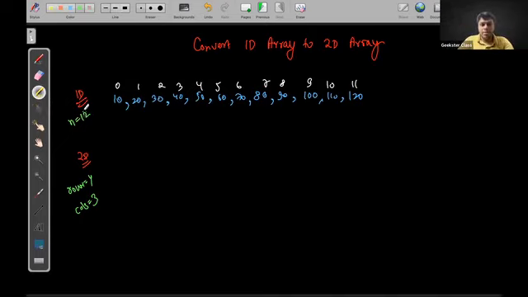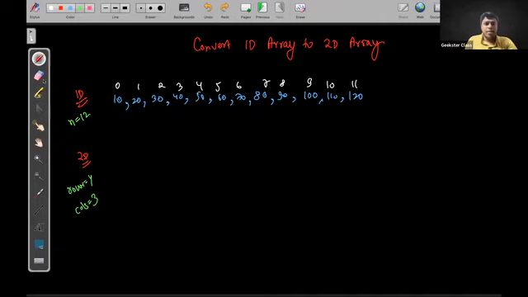This will be the input, and this will be the input: number of rows, number of columns. If there are 4 rows, 3 columns, what will be the number of elements in the matrix? 12 only. So first thing is, yes, it is possible.